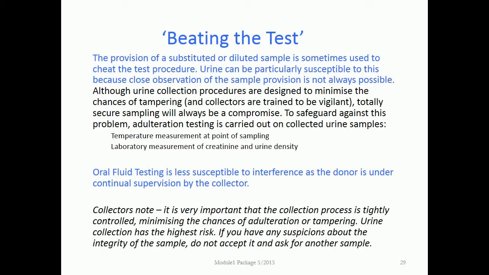Beating the test. The provision of a substituted or diluted sample is sometimes used to cheat the test procedure. Urine can be particularly susceptible to this because close observation of the sample provision is not always possible. All the urine collection procedures are designed to minimize the chances of tampering, and collectors are trained to be vigilant. Totally secure sampling will always be a compromise. To safeguard against this problem, adulteration testing is carried out on collected urine samples. Temperature measurement at point of sampling. Laboratory measurement of creatinine and urine density.